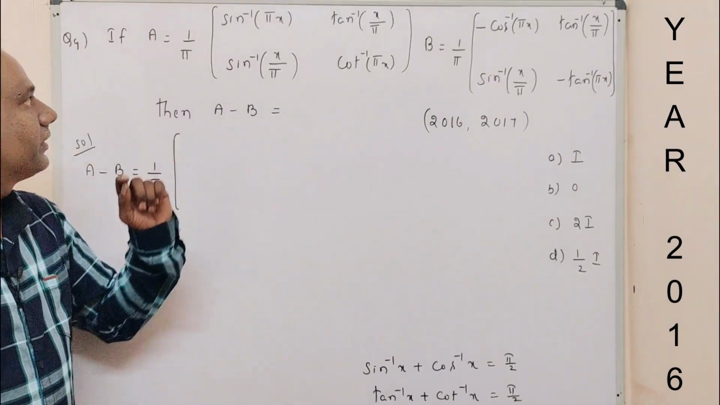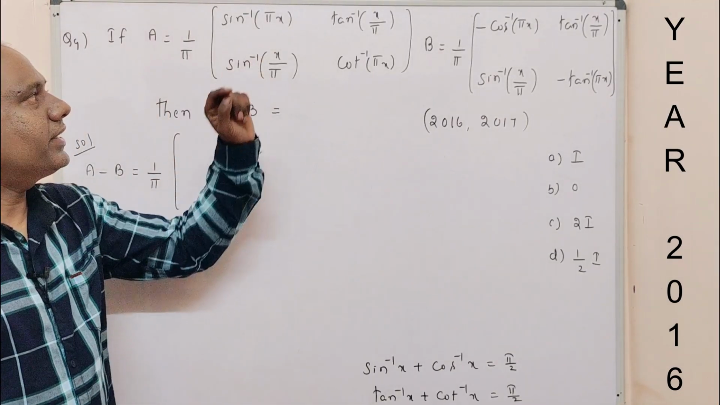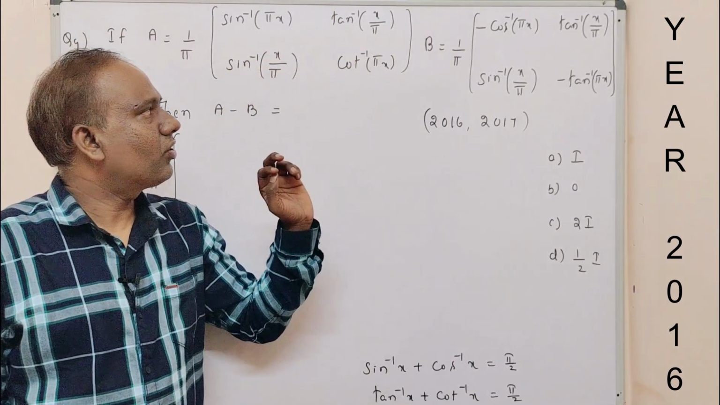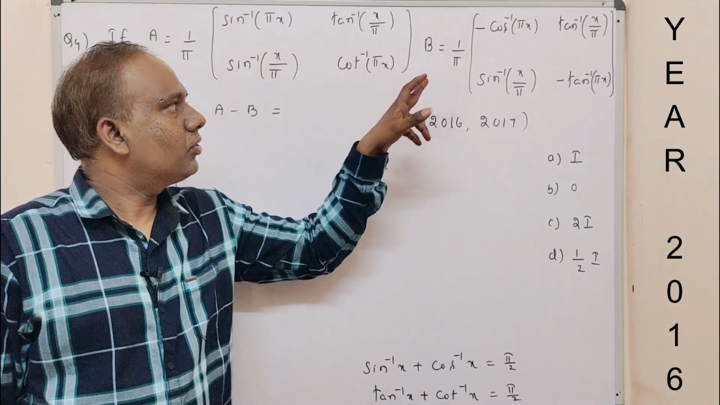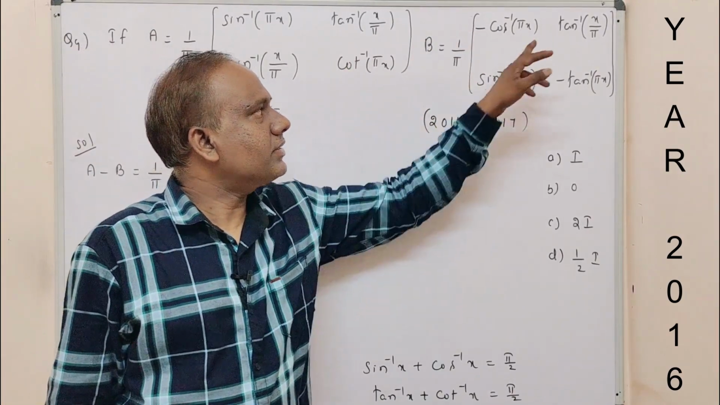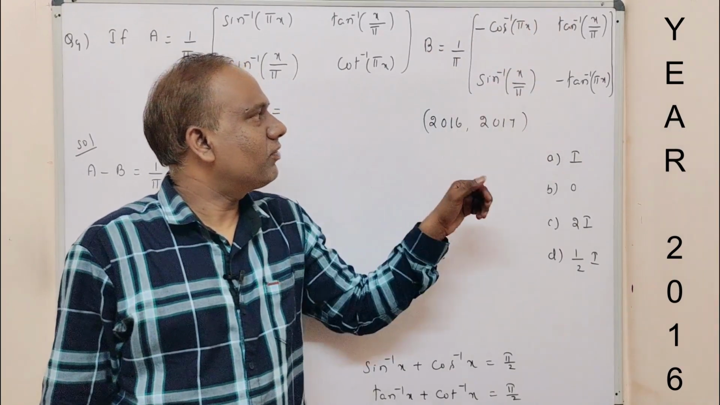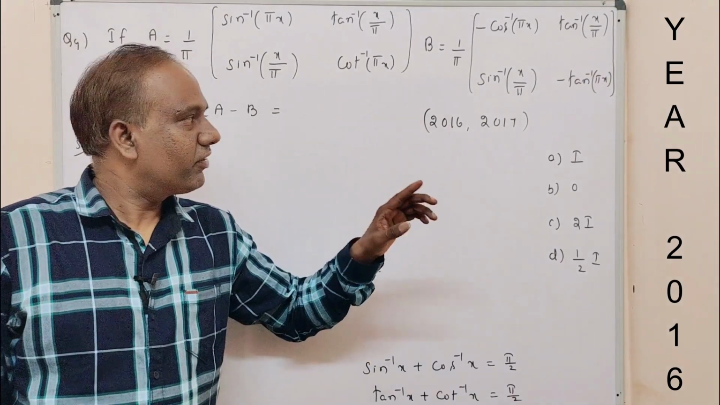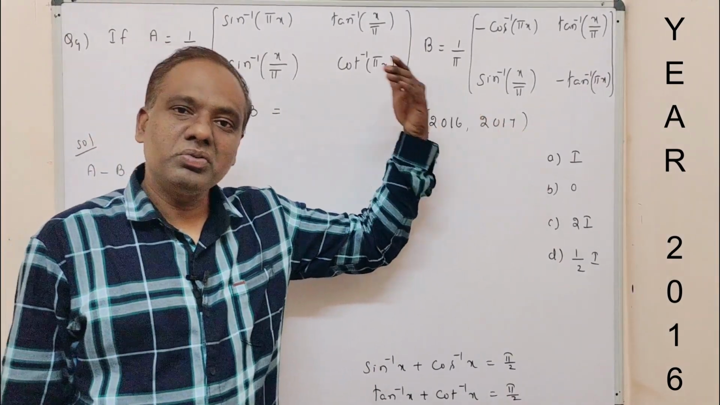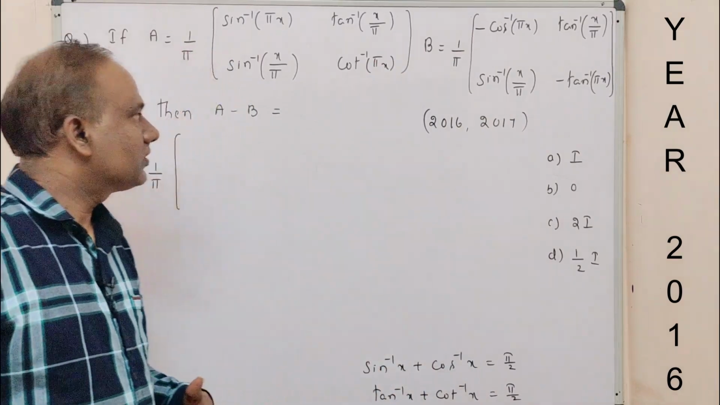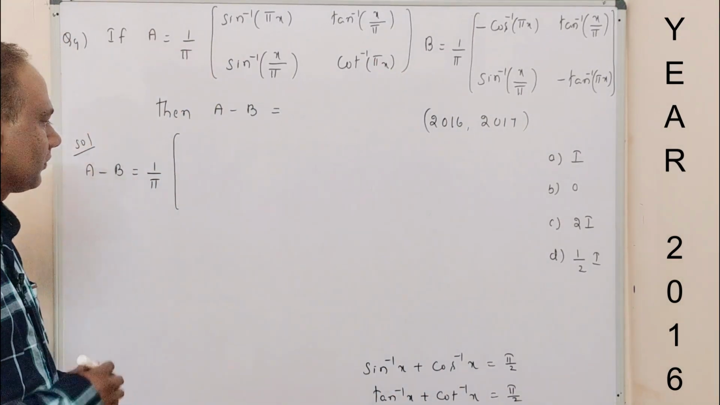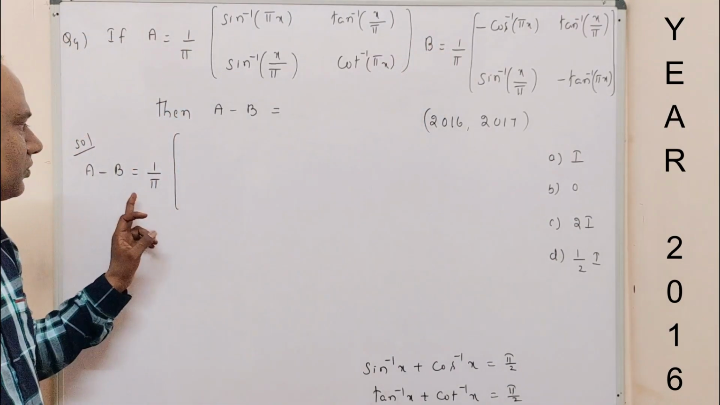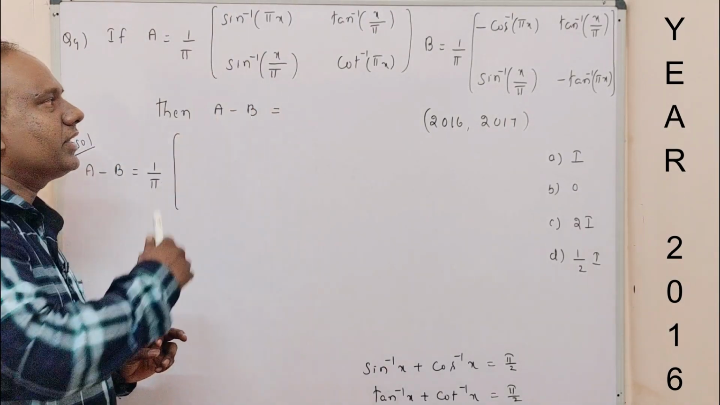The question is, if A is equal to 1 by pi into sine inverse of pi x, tan inverse of x by pi, sine inverse of x by pi, cot inverse of pi x, and B is equal to 1 by pi into minus cos inverse of pi x, tan inverse of x by pi, sine inverse of x by pi, minus tan inverse of pi x. Actually, this question they gave in 2016 and 2017 also. So here they asked A minus B. So A minus B is equal to, here 1 by pi is common. Now that's why I take 1 by pi here.